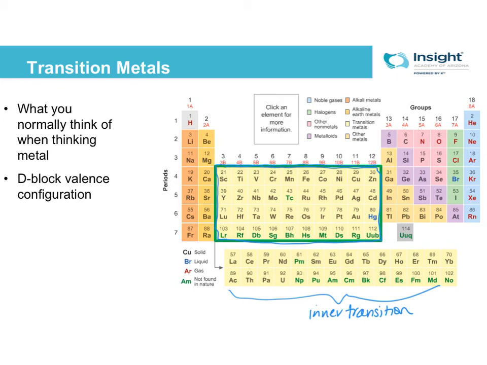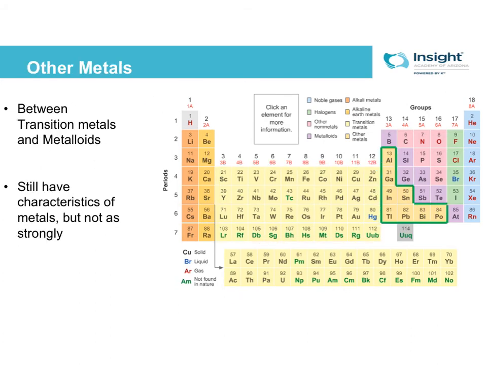Because it's such a big area, they don't all have the same valence electron configuration, but all of their valence electron configurations will be D blocks. And then the last category of metals are the ones just past those transition metals before your metalloids. They're still metallic in their properties, but they're a little less malleable, a little less ductile, and a little less good at conducting electricity.